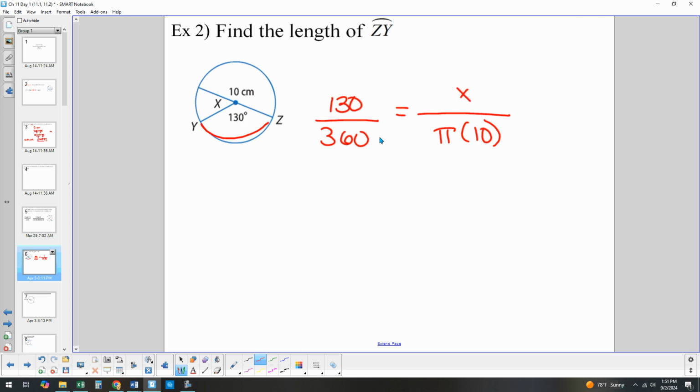And now I'm going to cross multiply and solve. So I'm going to get 360 times x. 130 times 10 is 1300 times pi. Now I could get a decimal right there, and that's perfectly fine. And for what we're going to do in class, that's exactly what we would do. I would turn this 1300 pi into 4084.07. I'm going to write it down here because I'm going to do something different. 4084.07, and then if I divide it by 360, I would get 11.34.